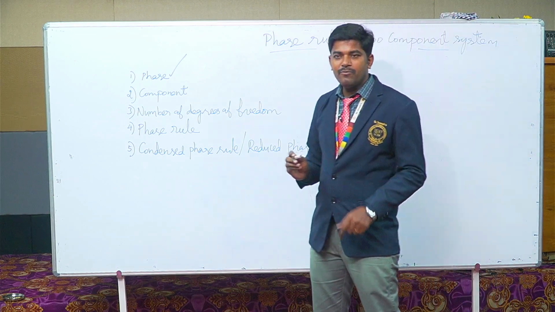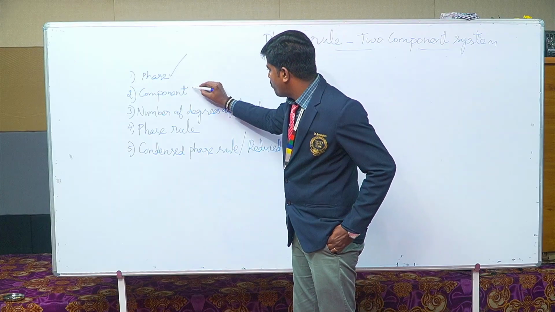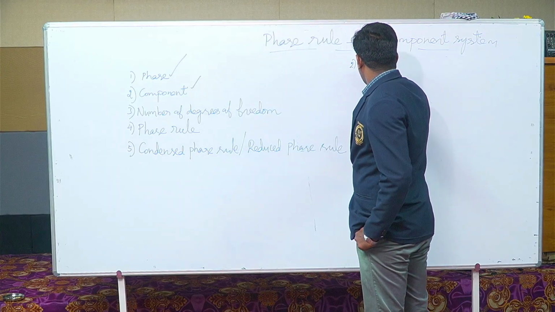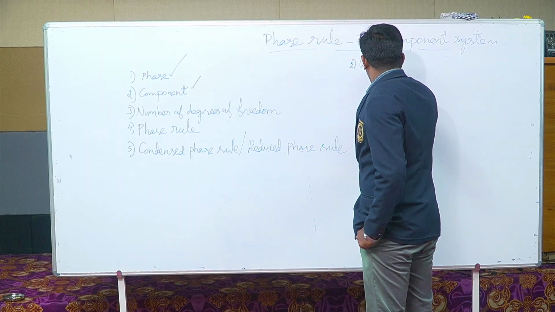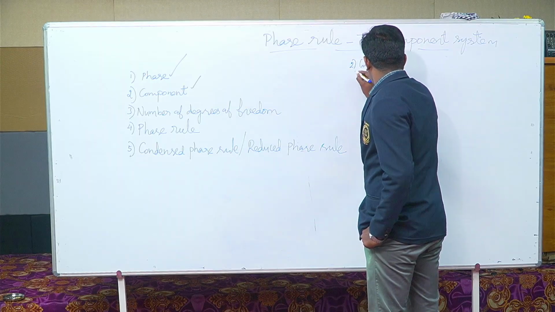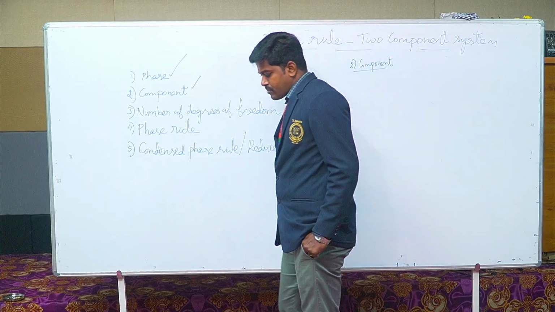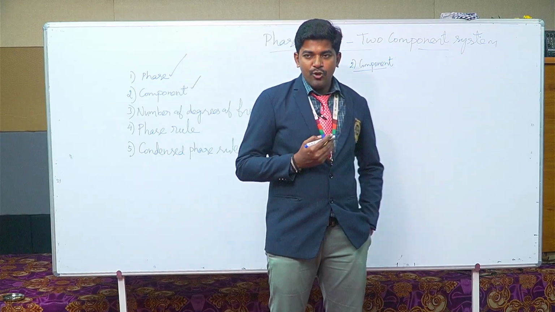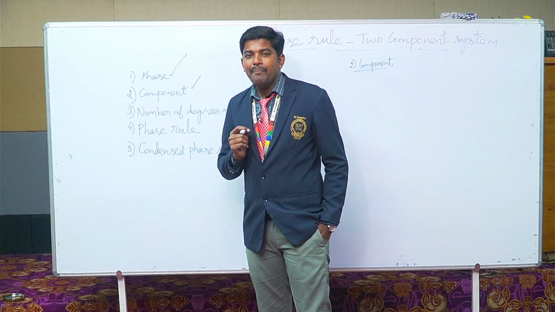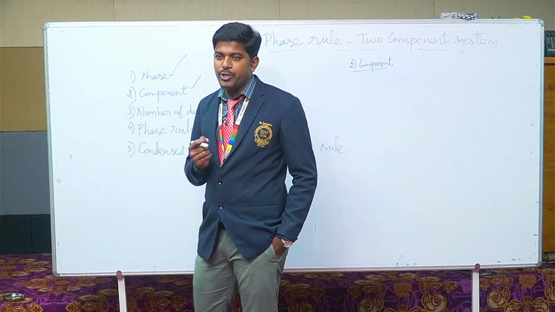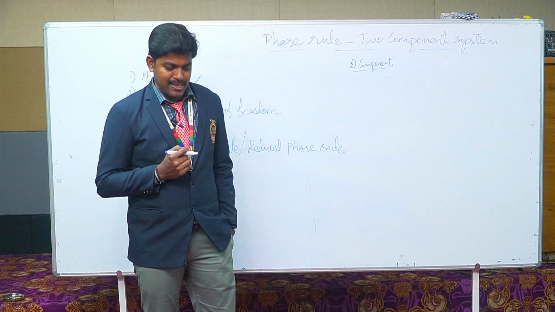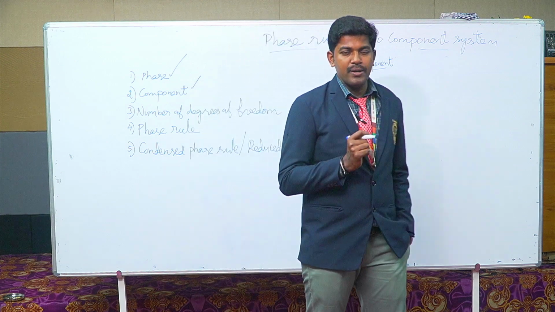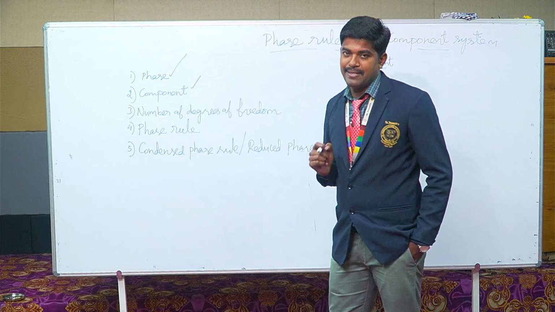The next term we are going to discuss is component. The definition of component is the minimum number of chemical constituents required to define the system.